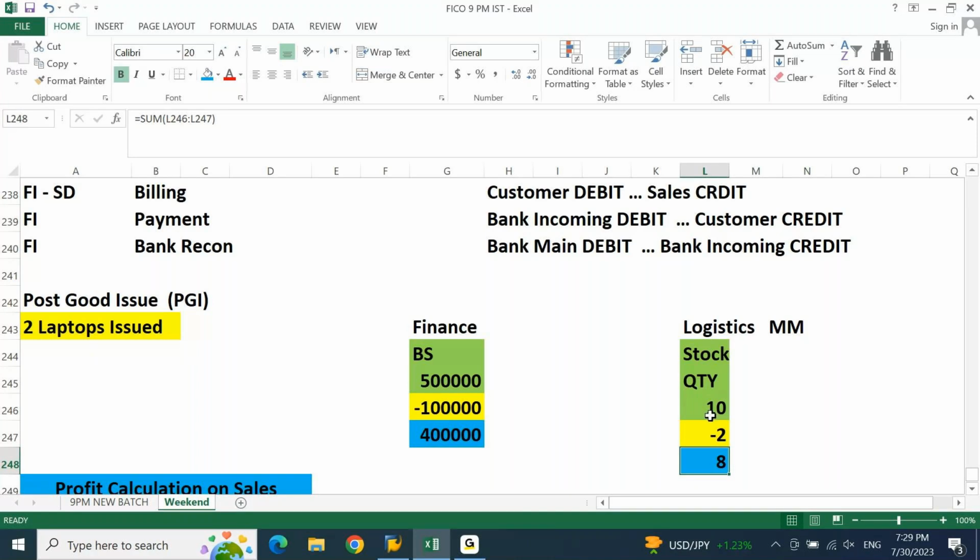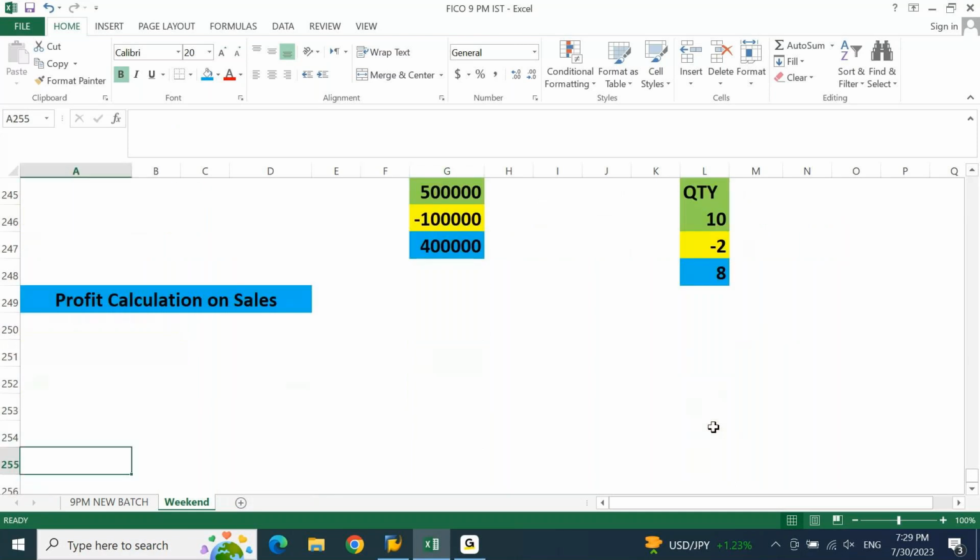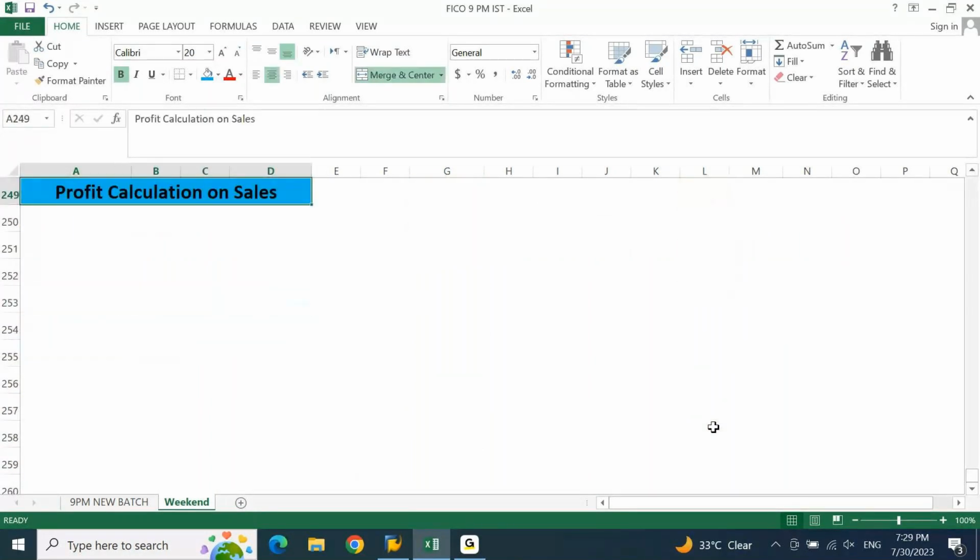Now in your balance sheet, currently the value which is showing is 10 laptops value. Correct? After you issue the two laptops, you have to reduce the two laptop value from the balance sheet value. Otherwise, your asset is overstated. So whenever you do any update to the material, this will automatically have an update on the value also. Finance also is auto updated based on your quantity update. Okay, sir.